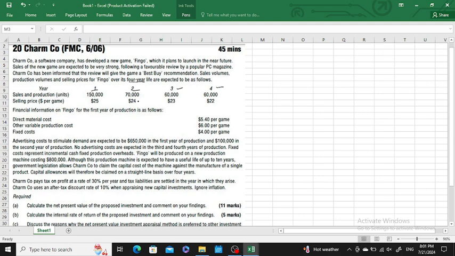Okay, sir. Then moving forward, financial information on Fingo for the first year of production would be as follows. The direct material of Fingo would be 5.4 per unit, the variable cost of production would be 6 per unit, and the fixed cost of production would be 4 per unit. Sir, when you are given fixed cost per unit, you would always calculate the fixed cost on the basis of the budgeted units.